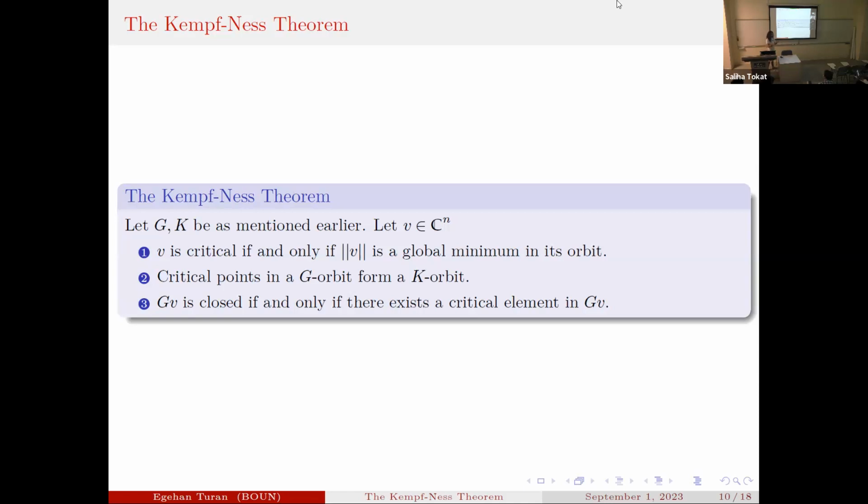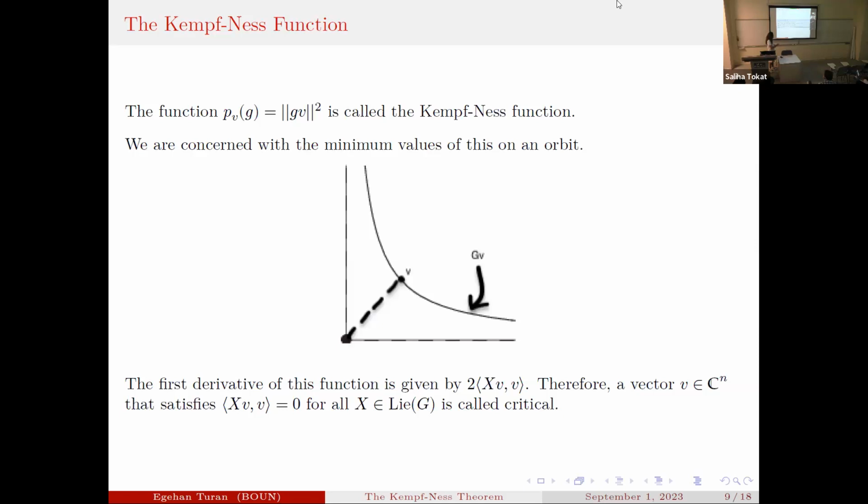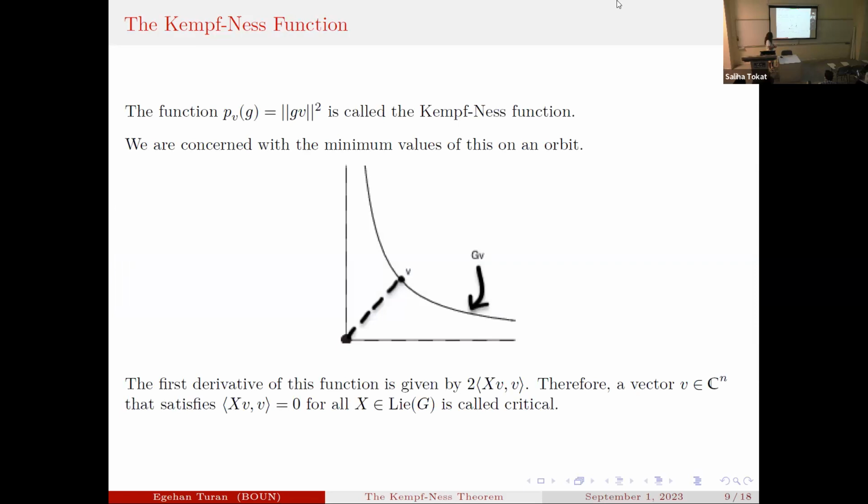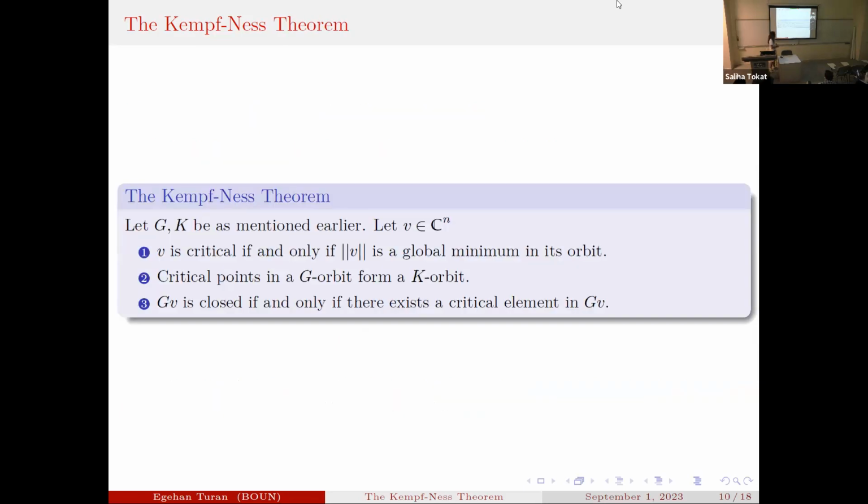So I'm looking at an orbit and I'm trying to find the minimum elements. Those elements will actually come from the elements that satisfy this property. And this is really important. Why? Because if I'm, for example, trying to minimize a function in optimization theory, instead of calculating the function itself at every point, I can just look at the vectors which satisfy this condition. So that is really nice.